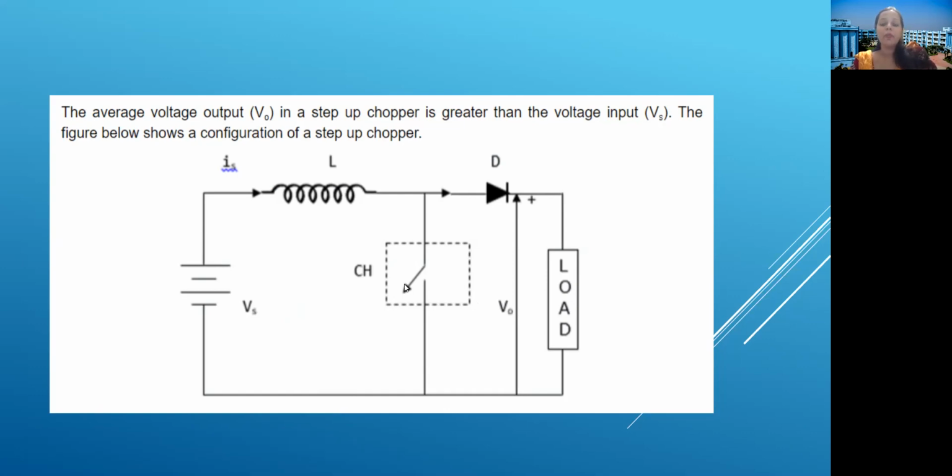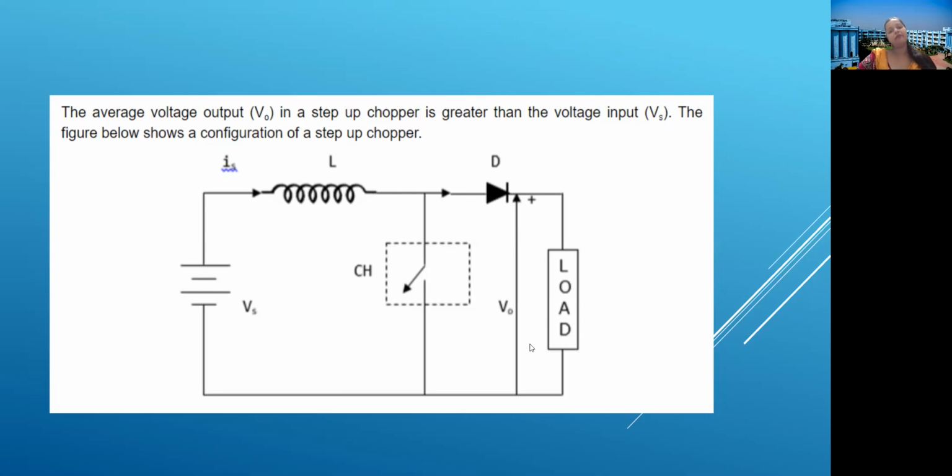But when this switch gets opened, first thing, the inductor will change its polarity. So what happens? Left hand side becomes negative and right hand side becomes positive. Initially, the polarity of the inductor was left hand side positive and right hand side negative. Due to that, this diode was reverse biased and no current flowed through the diode. But now the inductor changes its polarity and this diode becomes forward bias, and due to both the input voltage and the stored energy of the inductor, the current flows through the load.